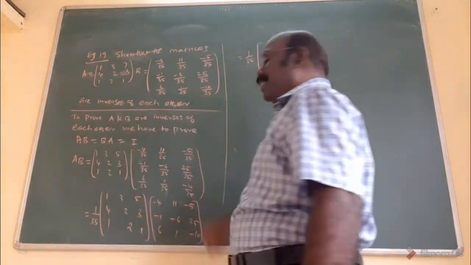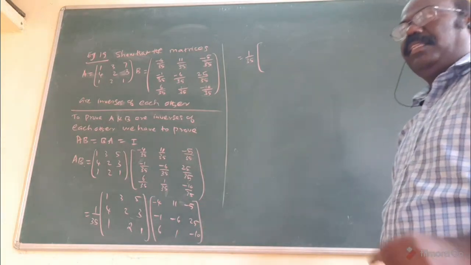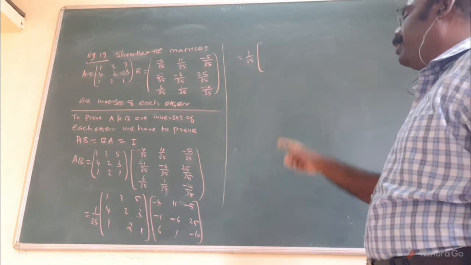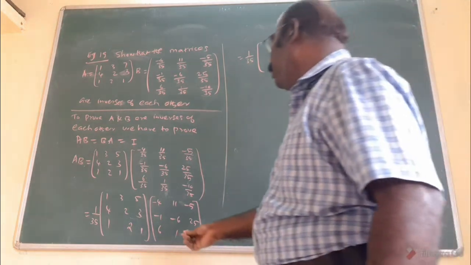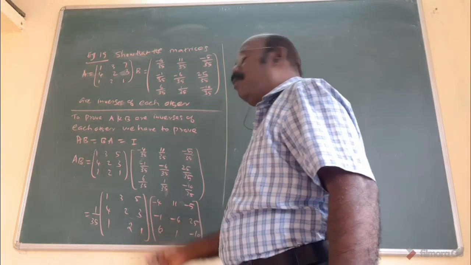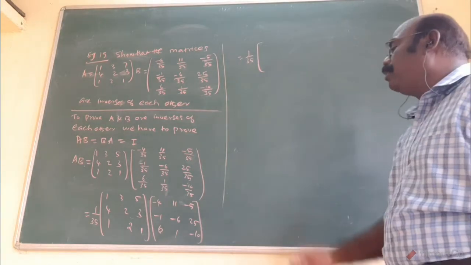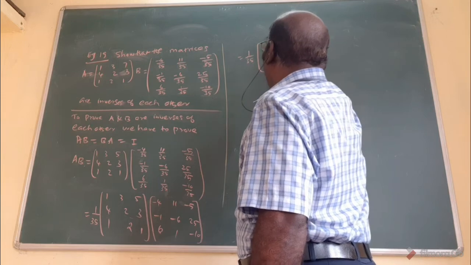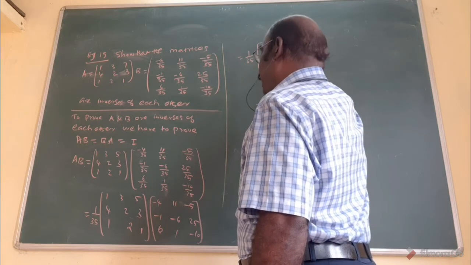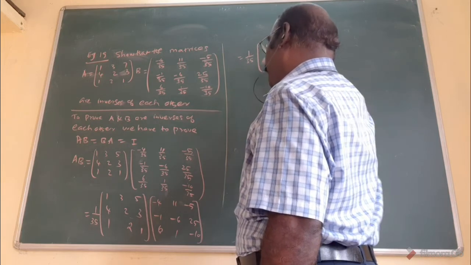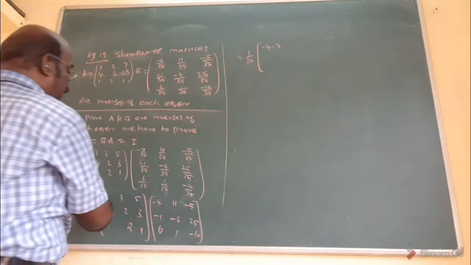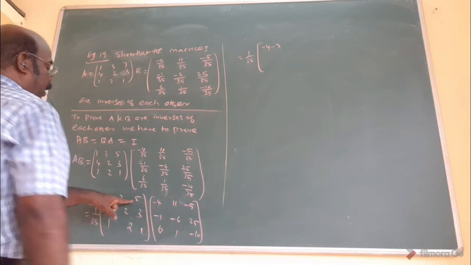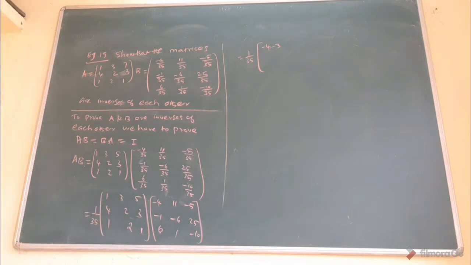Now you want to multiply a 3 cross 3 matrix with a 3 cross 3 matrix. First row with the first column, first row with the second column, first row with the third column, then second row with the first column. In this way you multiply. First row with the first column: 1 into minus 4, 3 into minus 3. Here, what is the answer? 5 sixes are 30.